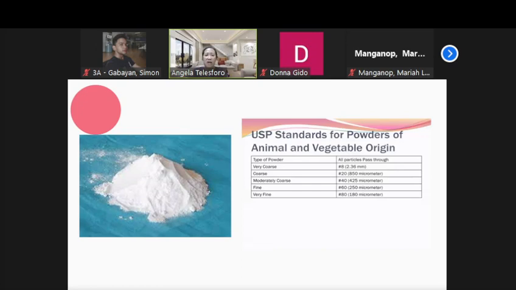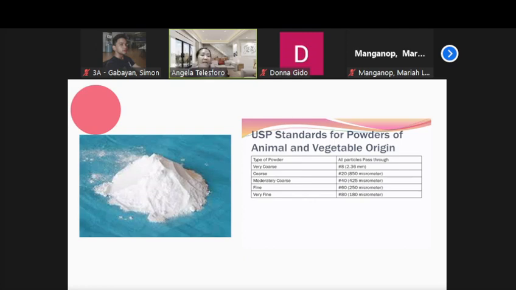So kani siya, di ba? We usually describe our powders as very coarse, coarse, moderately coarse, fine, or very fine. So when you read books on powders, you can see these terms. But pharmaceutically, these terms are specific to the size of the powder. So very coarse is number 8. So ang number 8 mo na siya ang sieve. Number sa sieve na dagko.